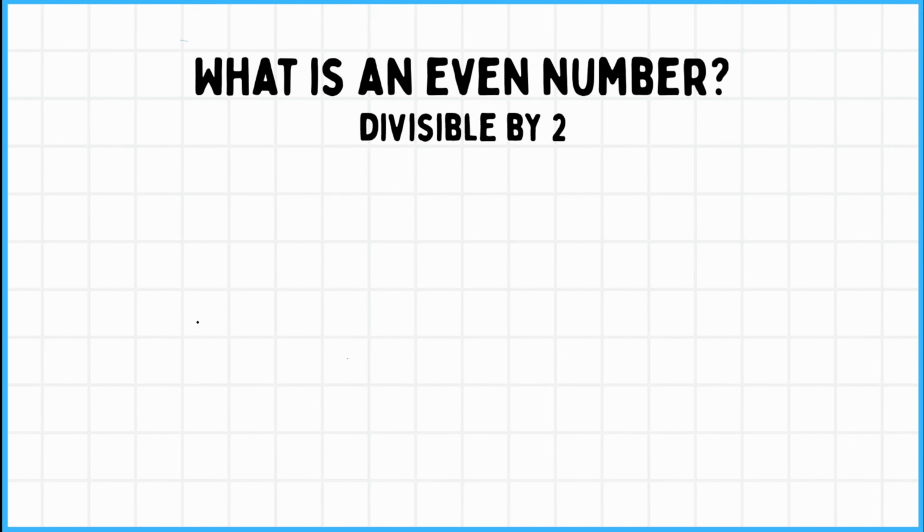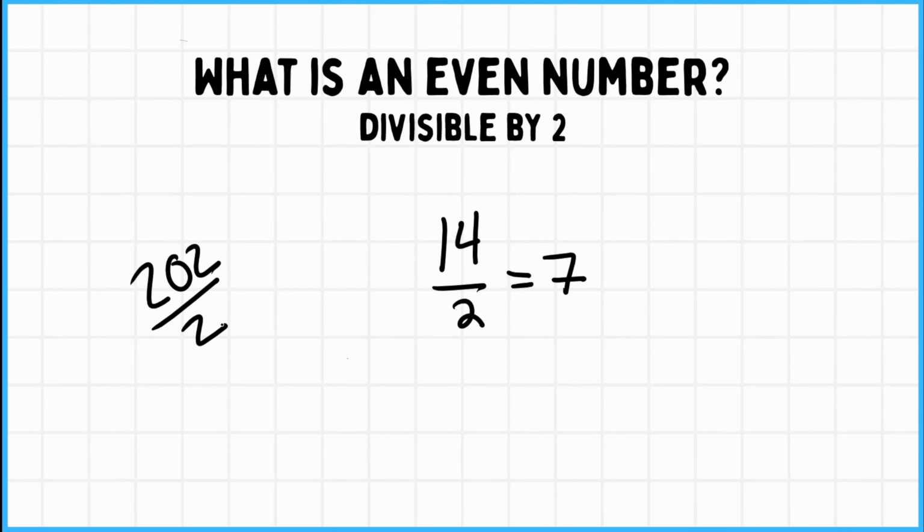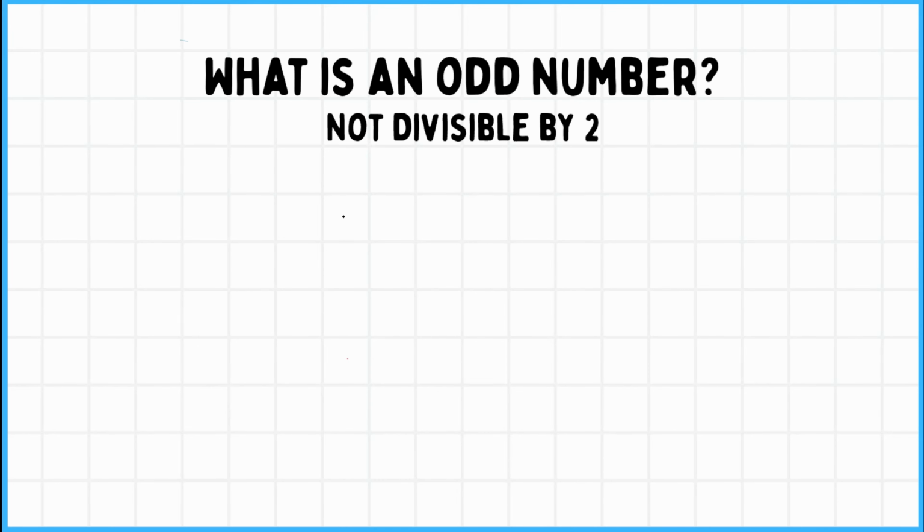Even numbers are numbers that we can divide by 2. So for example, 14 divided by 2 would give us 7. That's an even number. 202 divided by 2 would give us 101. That's also an even number. Odd numbers are numbers that we can't divide by 2. So these are like 3, 5, 7, 9, 11.